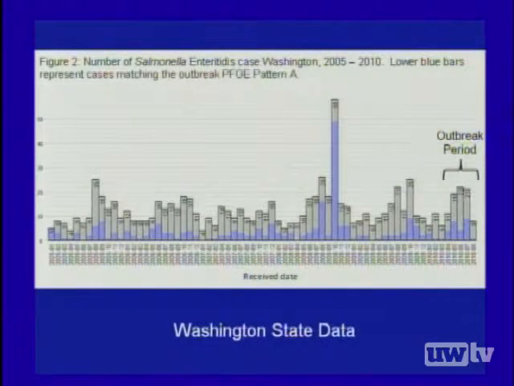Here's an epi curve for Washington State. You can see that tall peak right there. That is October of 2008. And I'm going to draw your attention to the far right end here, marked outbreak period. That's the outbreak period where we're asking this question now. And you can see that yes, we did have an increase in Salmonella enteritidis cases, but in fact, we did not see the concomitant change in the PFGE pattern A that we saw on a national level.